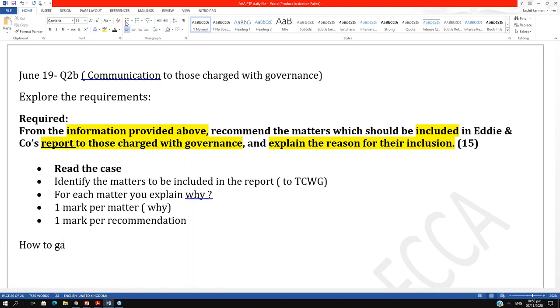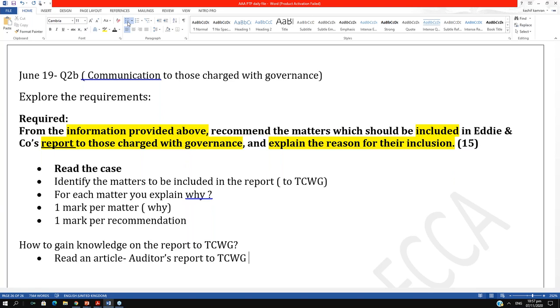How to gain knowledge on the report to TCWG? Is there any source? Yes, I mentioned to you to read an article. Read an article, which is the auditor's report to those charged with governance. And I even shared the hyperlink with all of you.